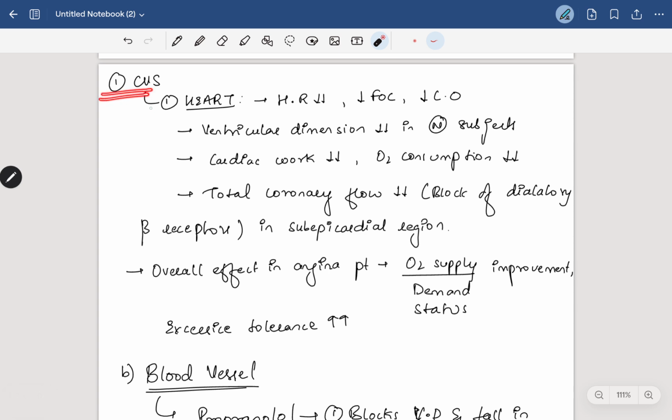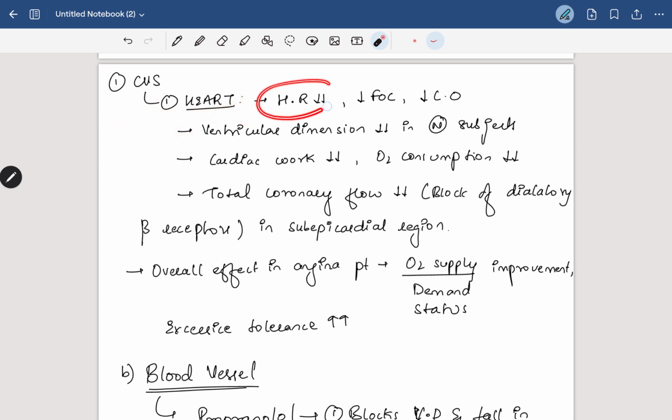The first is CVS. In CVS we are going to be covering the heart. As I told you, beta 1 receptor is present on the heart, and its action was that it used to stimulate the SA node and the AV node, which used to increase heart rate and force of contraction. When we talk about beta blockers, this action is going to get blocked.